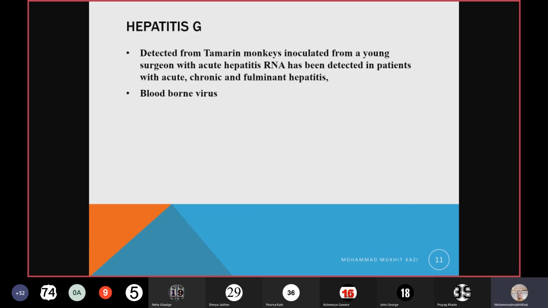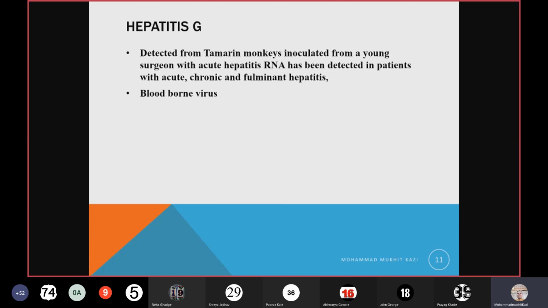This is one more virus which has later been added to the group of hepatitis viruses, hepatitis G. Very recently it has been added to the list of hepatitis viruses, but up to E is more common. Hepatitis G was detected from tamarin monkeys inoculated from a young surgeon with acute hepatitis. RNA has been detected in patients with acute, chronic, and fulminant hepatitis.